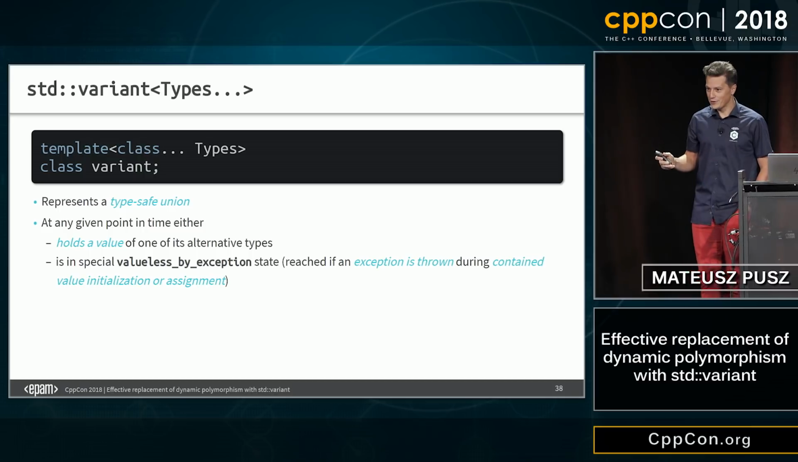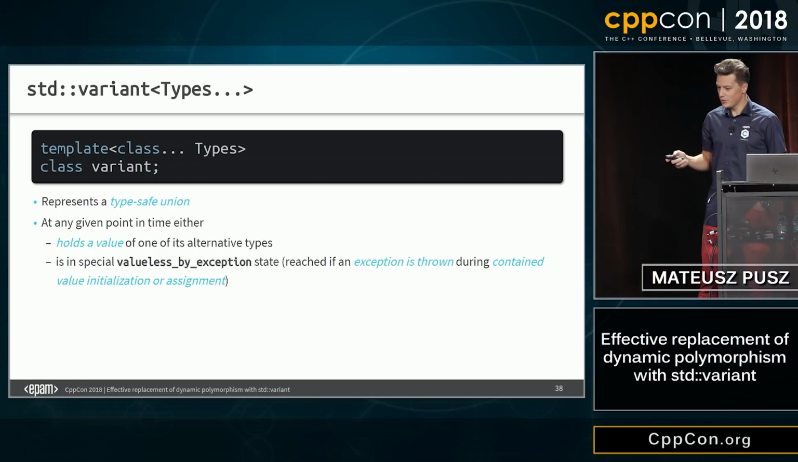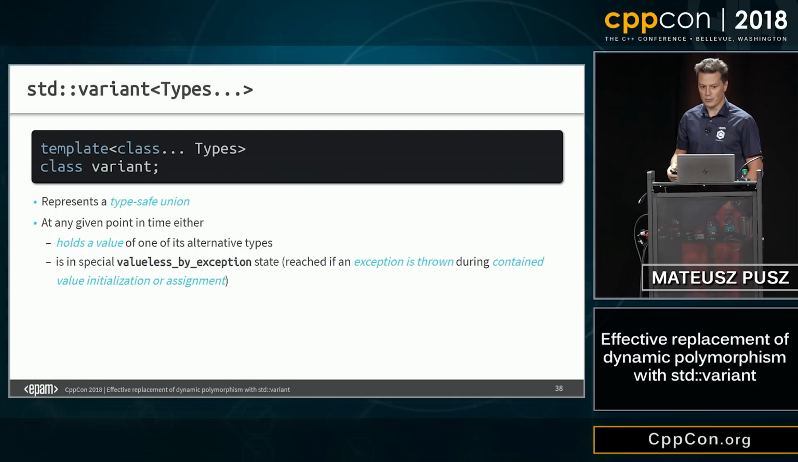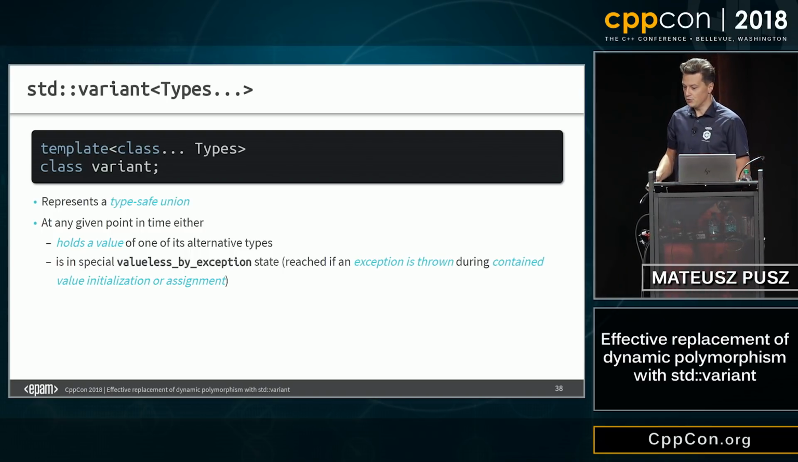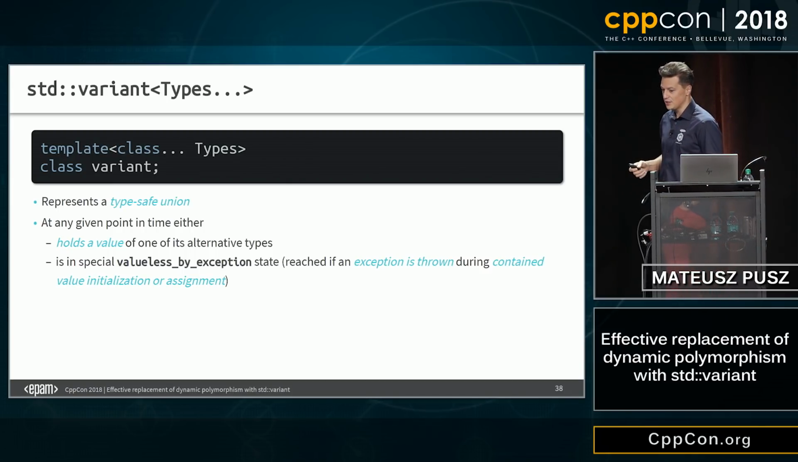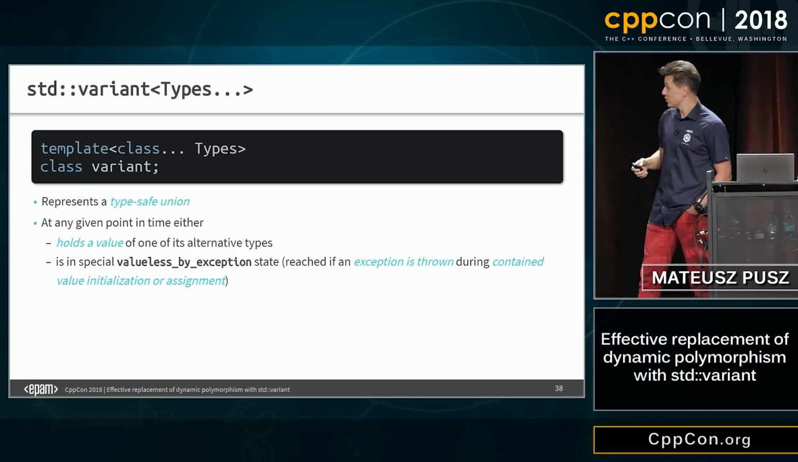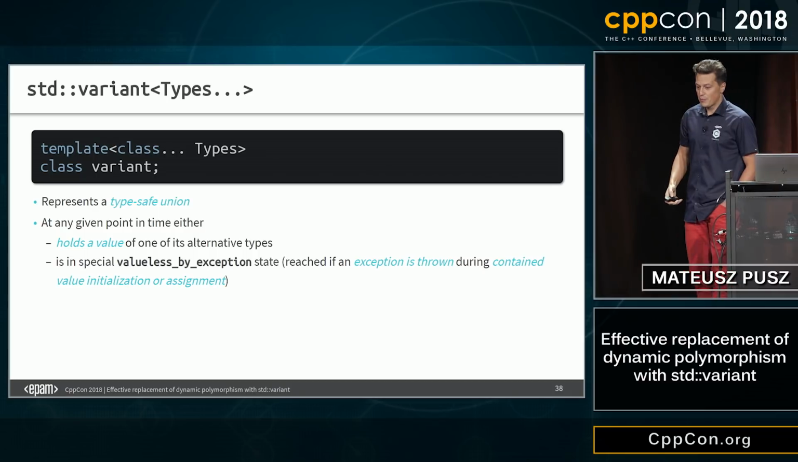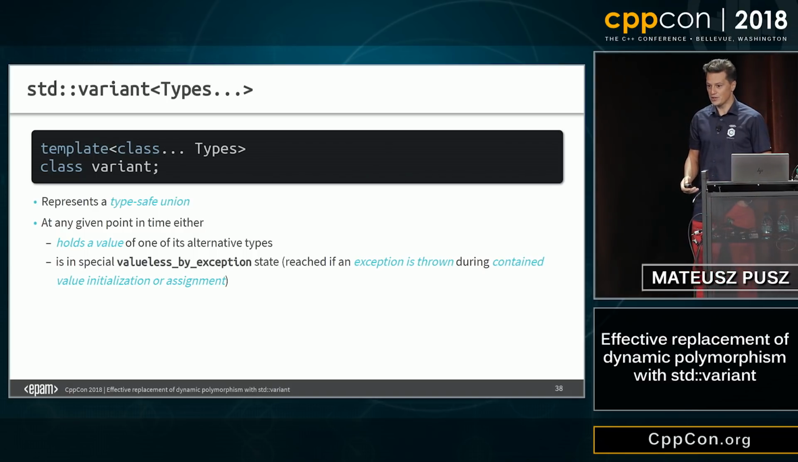If you are not familiar with variant, that was introduced in C++17, it is different from the Boost version we had earlier. It represents a type-safe union that in most cases holds a value, but it can also be in a special state called valueless by exception, which is basically a compromise in order to not have the dynamic allocations that were done in Boost.